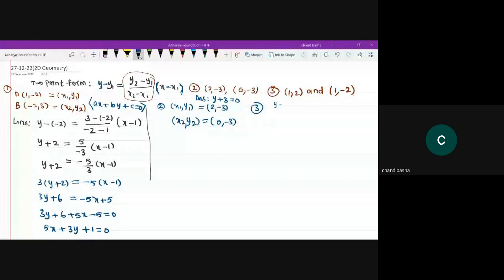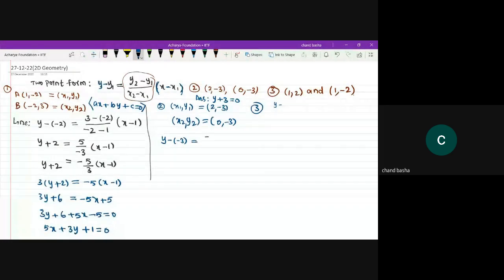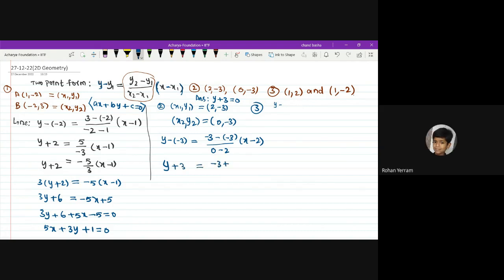So first I'm going to discuss question number 2. Y minus y1, with y1 as minus 3, is equal to y2 minus of minus 3, divided by x2 minus x1, into x minus x1. So y plus 3 is equal to minus 3 plus 3, divided by 4, into x minus 2, plus y minus 6 equals to 0.